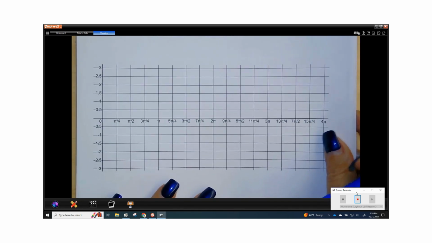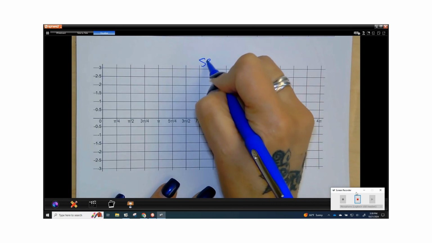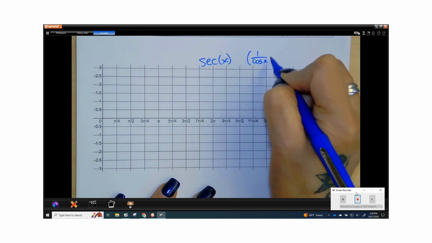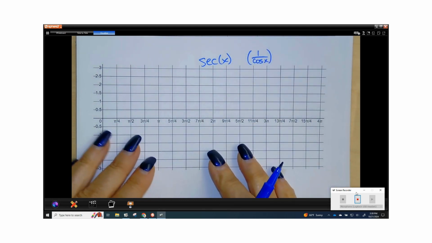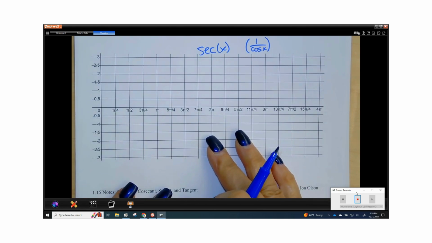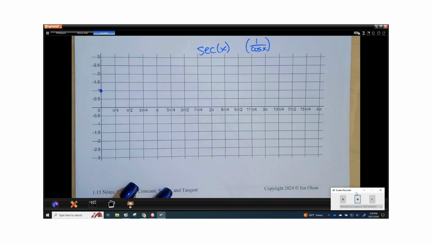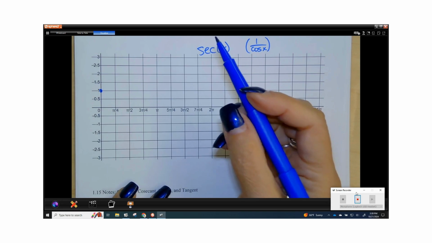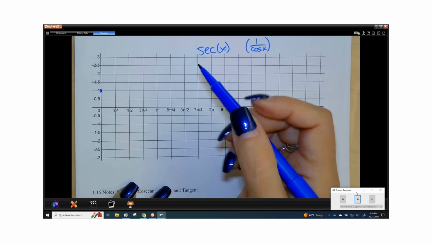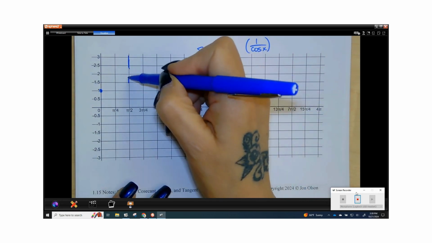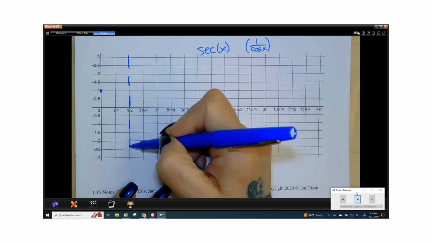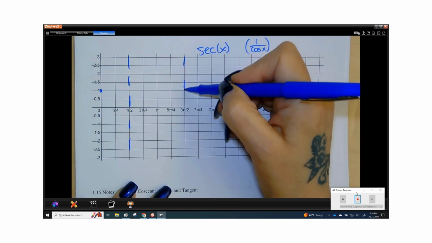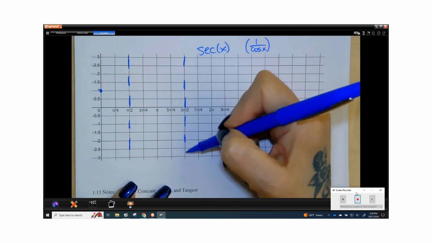So this one is secant, which is 1 over cosine of x. So at 0, we are at 1. Remember, cosine starts at 1, so does secant. At pi over 2, it is undefined. I guess I'll do my asymptotes first. At 3 pi over 2, it is undefined. So again, that happens every pi.